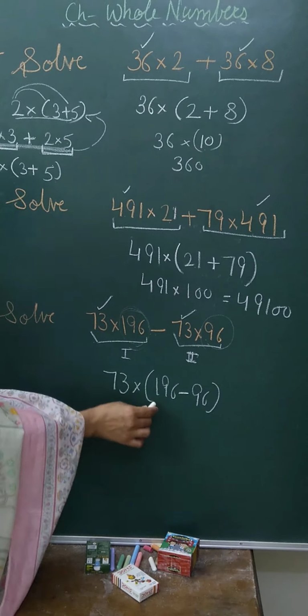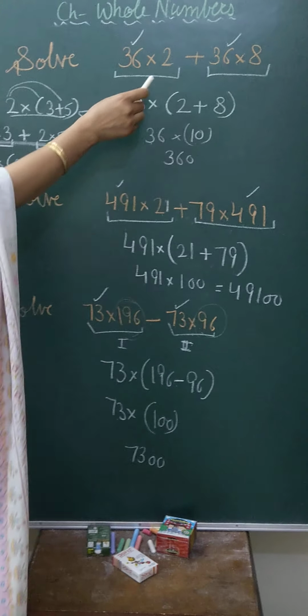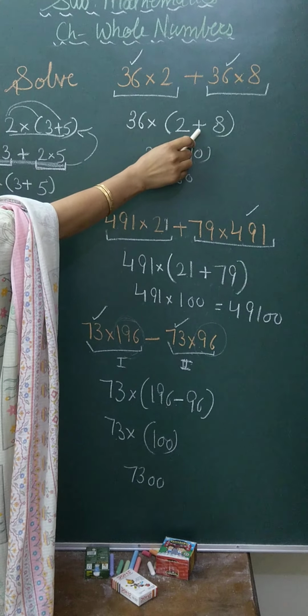When addition was there, you have to do addition. When subtraction is there, you have to do subtraction. Now subtract 196 and 96. What do you get? You get 100. And 73 multiply 100 is 7300.